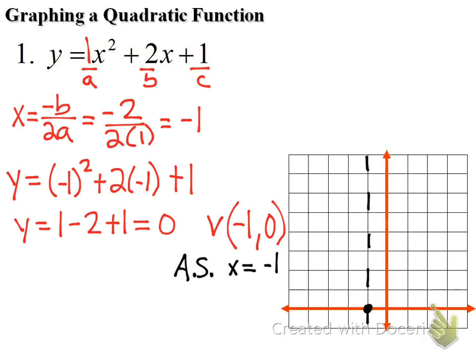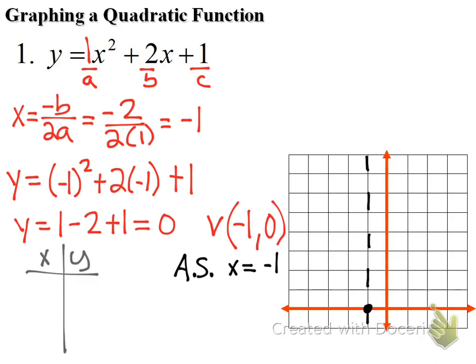What do I do next? Anyone remember from our steps? Yeah, I have to decide if it's going to open up or down. If a is positive, your graph should open up like a U. If a is negative, it should open down like an N or an upside down U. Anyone know which way this one's going to open? Up. Good, since a is positive. All right, now we can find our next point. So I'm going to make an XY chart.